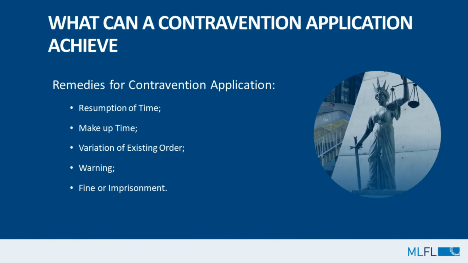So what can a contravention application achieve? The remedies are resumption of time, make-up time. So if a parent has missed some weekends, perhaps they might get extra time in the holidays. The court can vary the existing order if there's a reason why that existing order is not working for the parties and leading to contraventions. They can change the orders. The court can order a warning to the person who has been found to have contravened, and more seriously, they can issue a monetary fine or even imprisonment.